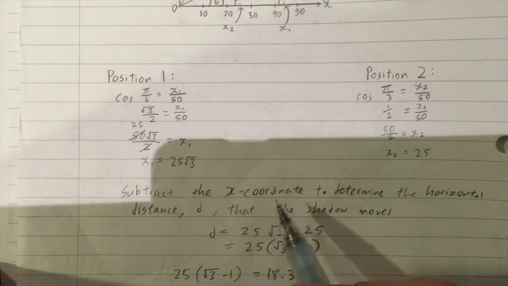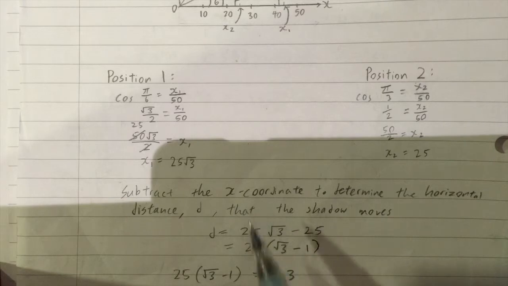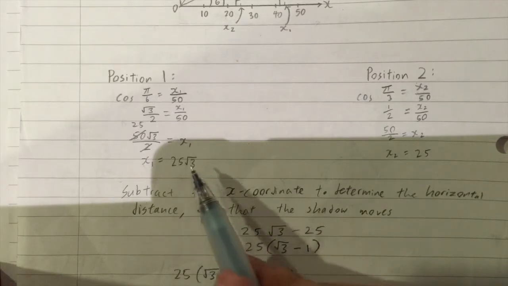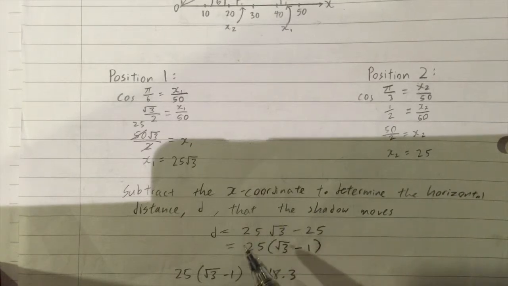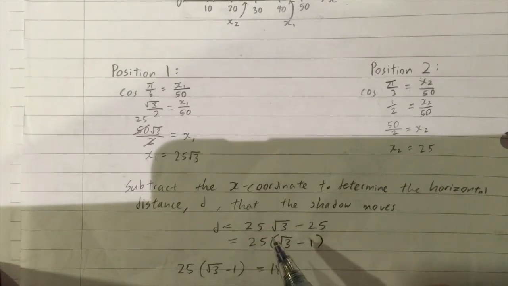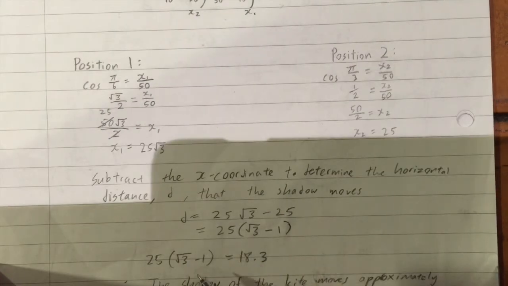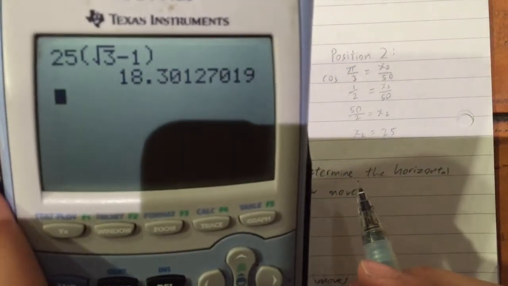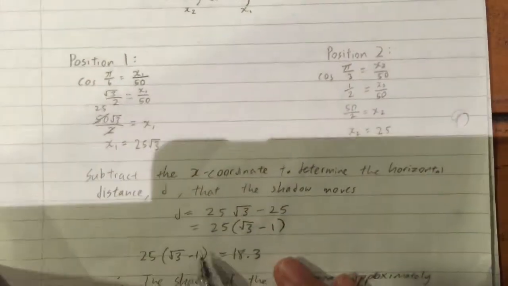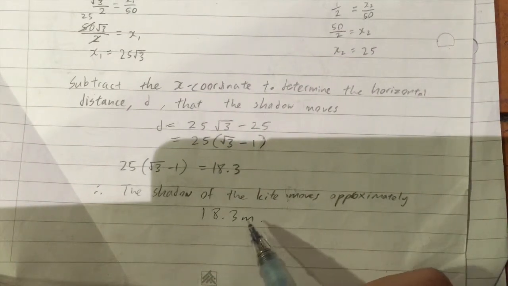Subtract the x coordinates to determine the horizontal distance, d, that the shadow moves. d equals 25 root 3 minus 25. By factoring it, we get 25 bracket root 3 minus 1. 25 bracket root 3 minus 1 equals 18.3. We can find that value by typing it into the calculator. Therefore, the shadow of the kite moves approximately 18.3 meters.